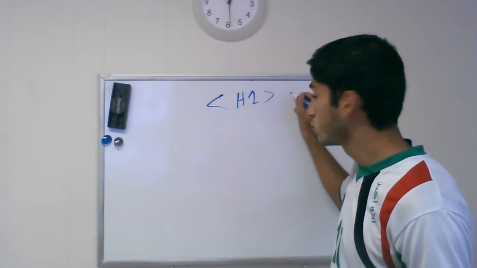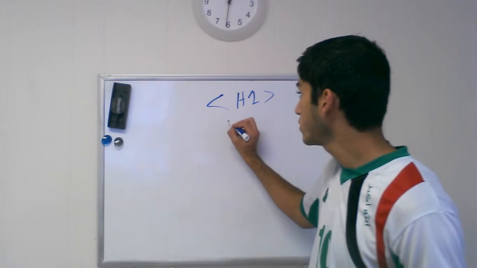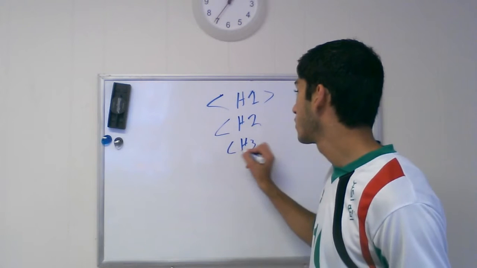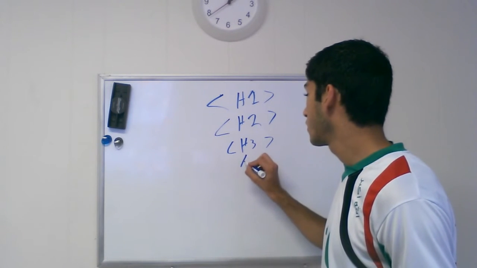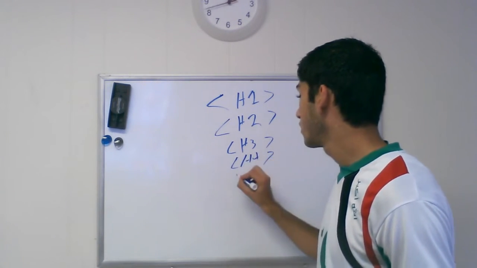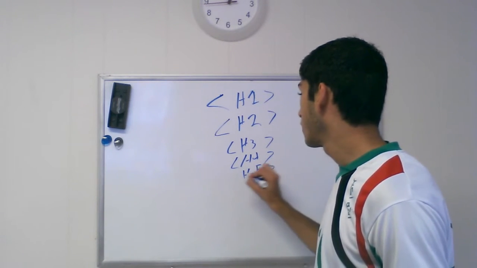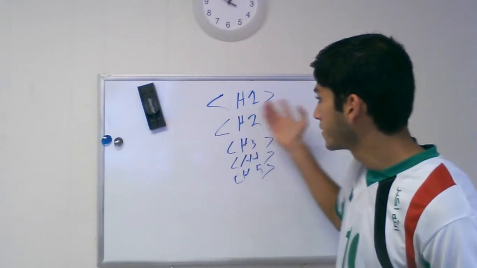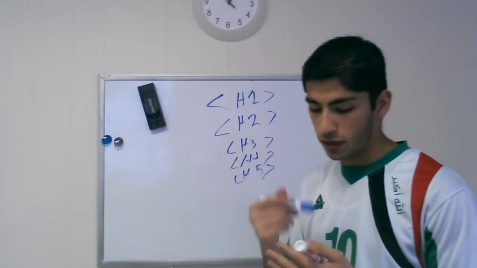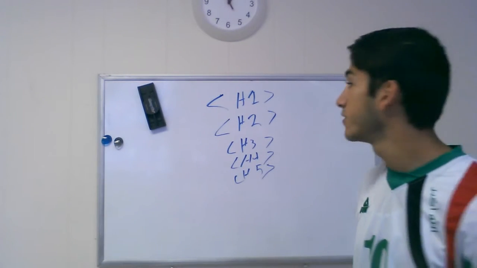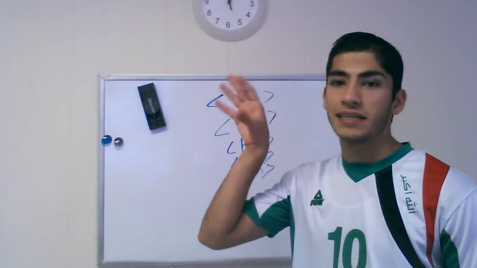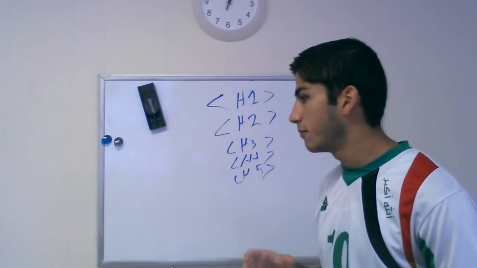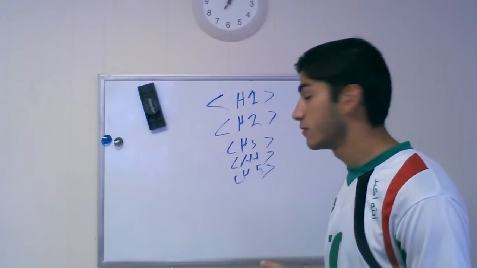And remember, to close it, you just do /H1 and H2, and it keeps going, H3, and then H4 and H5, and it just keeps going, so on and so forth. So basically these are the headers. There's H1, H2, H3, H4, and H5. These are basically the titles of the page. It's where the main writing of the page is located.